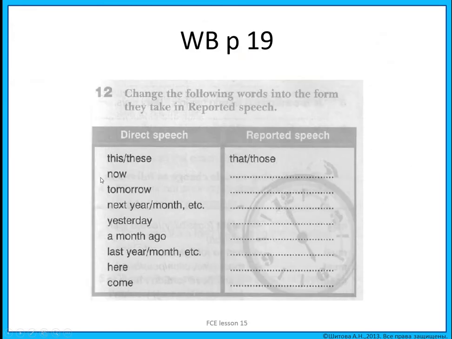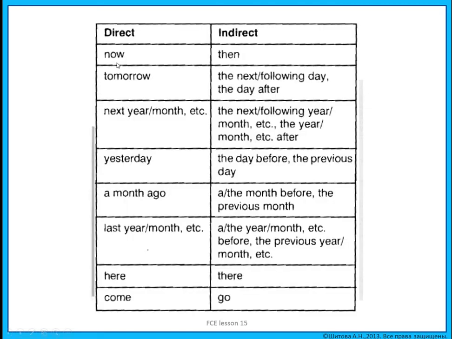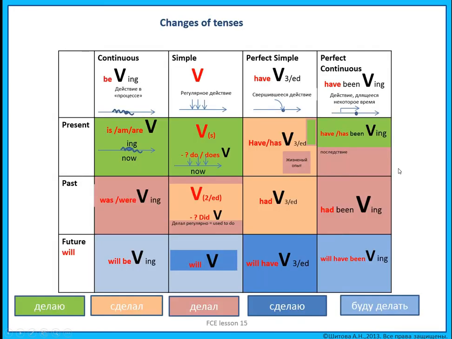Okay? So now let's do this exercise from your workbook, page 19. Can you do it right now, and then we'll check it together. Could you stop the video here? And now let's see. Now we change into then, tomorrow. You can see here it is similar to the previous table. Just choose one way to change it. Okay, here into there, come into go, etc.